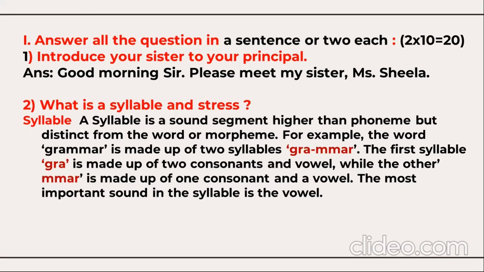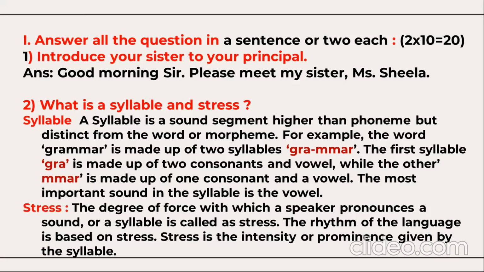The meaning of syllable: a syllable is a sound segment higher than phoneme but distinct from the word or morpheme. For example, the word grammar is made up of two syllables, gra and mer. The first syllable gra is made up of two consonants and one vowel, while the other syllable mer is made up of one consonant and a vowel. So the most important sound in the syllable is always a vowel sound.